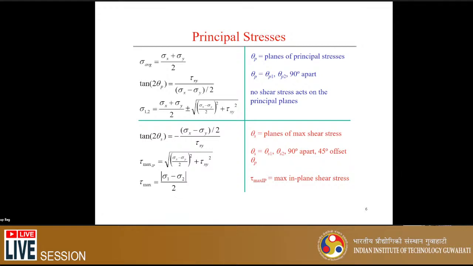But as compared to the principal plane, the angle between the principal plane and the plane of maximum shear stress is 45 degrees apart. So we can get the expression for the maximum value of the shear stress, the maximum in-plane shear stress value, which is basically (sigma x minus sigma y) by 2. So this we can estimate.